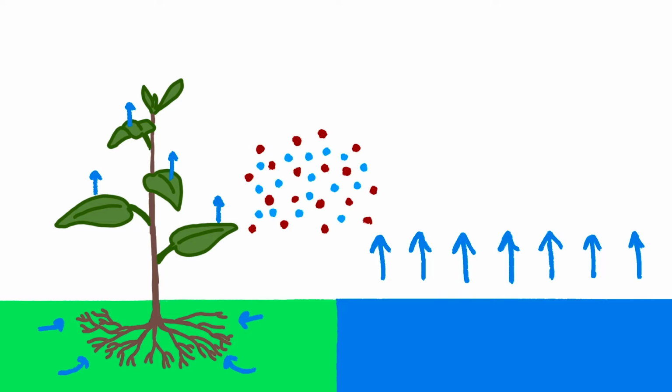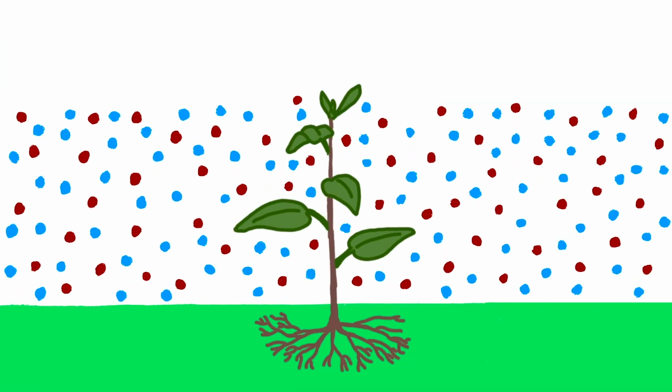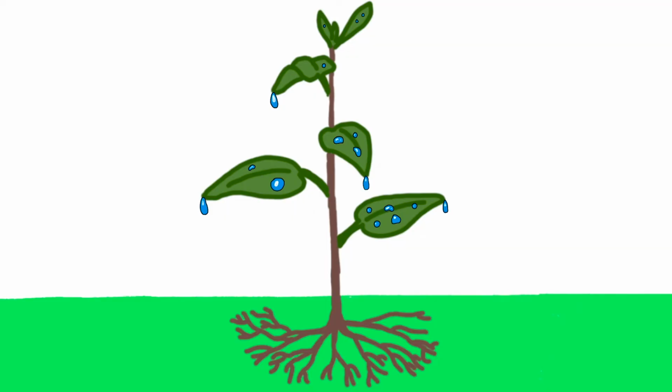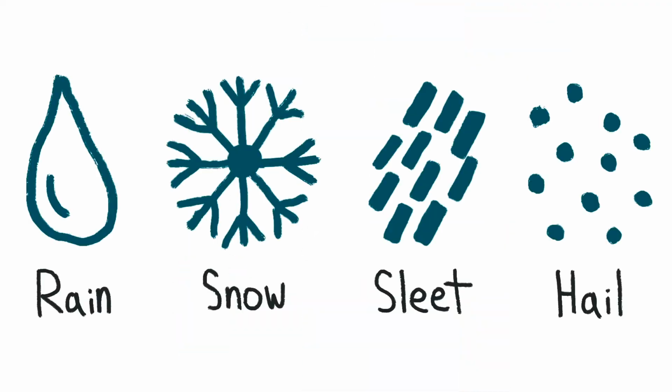Moisture enters the atmosphere through transpiration and evaporation. As warm air rises and cools, it condenses, forming clouds. This happens because cooler air can hold less water vapor than warm air, which is also why dew forms overnight when surface air cools. When water droplets in a cloud grow large enough, they fall as precipitation: rain, snow, sleet, or hail, depending on the conditions through which they fall.